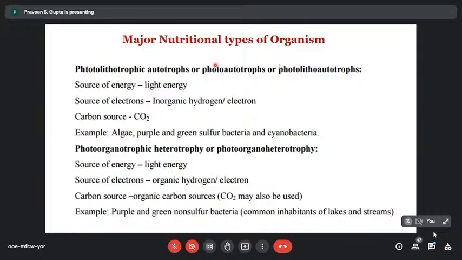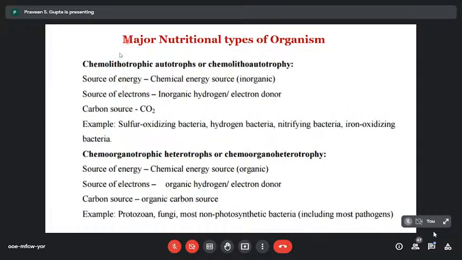In this way, if only the first three points are mentioned, you are able to solve the answer, or if the answers are given, you can write this one. In the same way, another example is photoorganoheterotrophy. Photo means light. Organo means the source of electrons is organic, and hetero means the carbon source is not carbon dioxide. Mostly it is organic. Some exceptions might be present in some cases, but mostly it is organic.